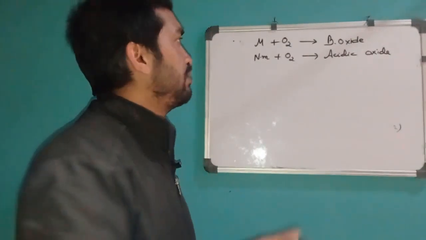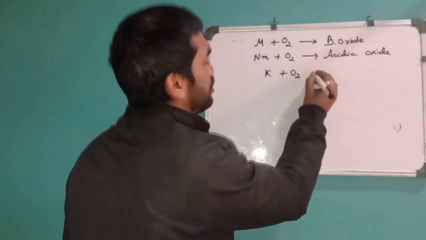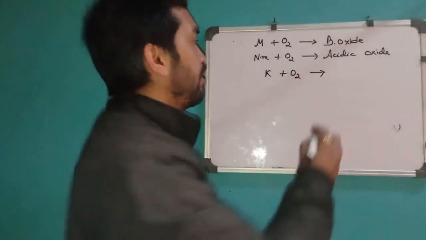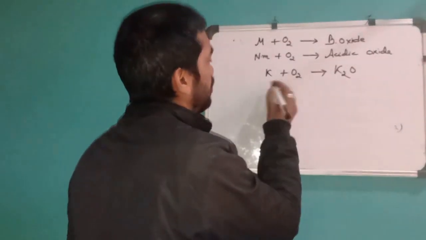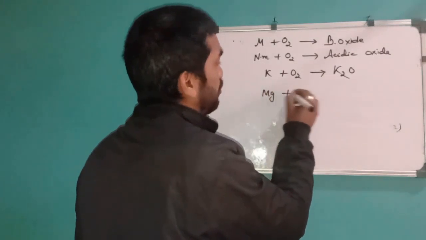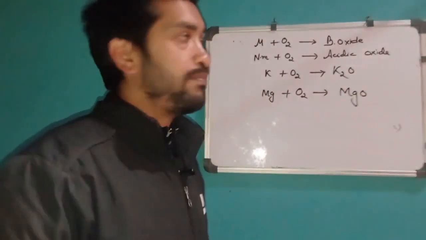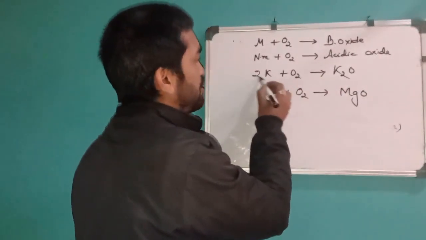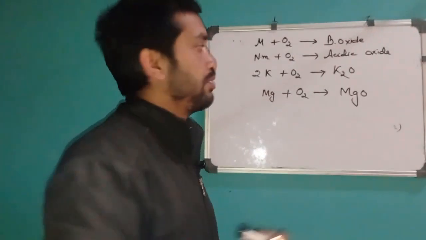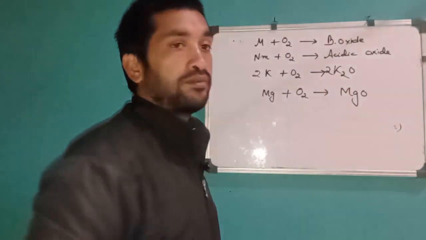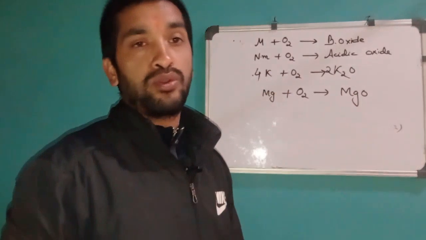Now again, take some examples. Let us take metal potassium, make it react with oxygen. What you will get? You will get K2O. Another example, suppose magnesium with oxygen, you will get MgO. Let us balance it. Twice K plus O2 is giving you K2O. But again, oxygen is not balanced. So 2 here. Now again, potassium got unbalanced. Write 4 here.